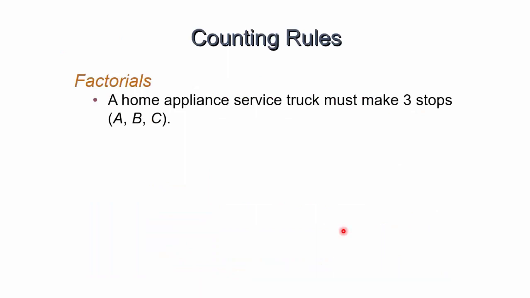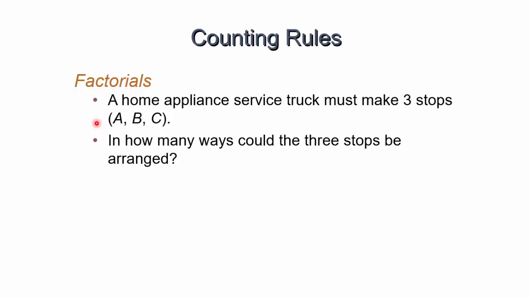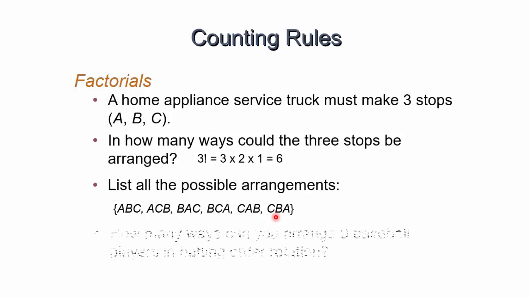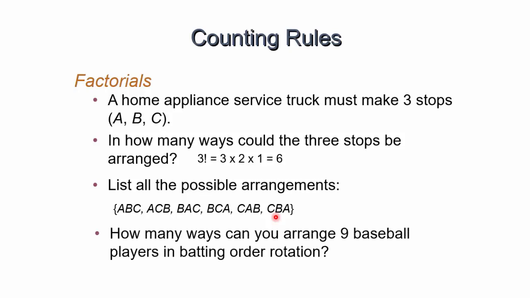Small example. Let's say a home appliance truck must make 3 different stops in 3 different centers, A, B, and C. Now, in how many different ways can the 3 stops be arranged? There are 3 × 2 × 1, 6 different ways. So let's try to list the possible arrangements. There would be ABC, ACB, BAC, BCA, CAB, and CBA.